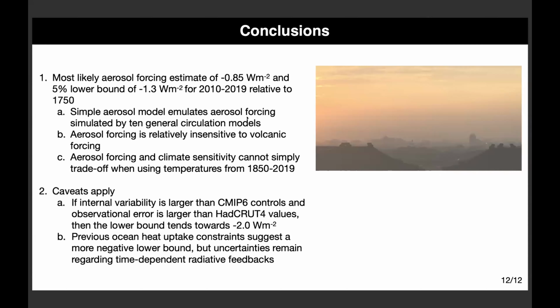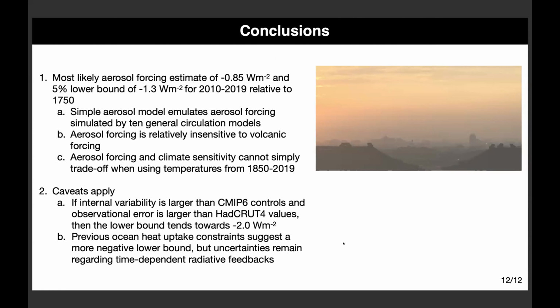I see already there's a question in the chat from Kyle Armour. He says, I think the Zanna et al. 2019 ocean heat uptake estimate is biased low in recent decades. Did you try other, i.e. in situ estimates, and how does this affect your results?